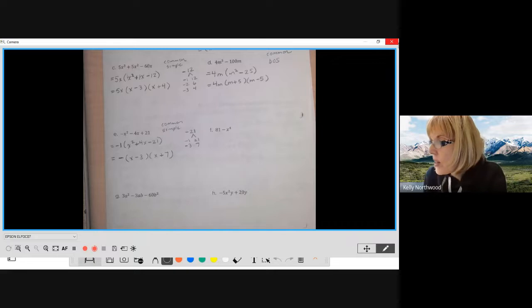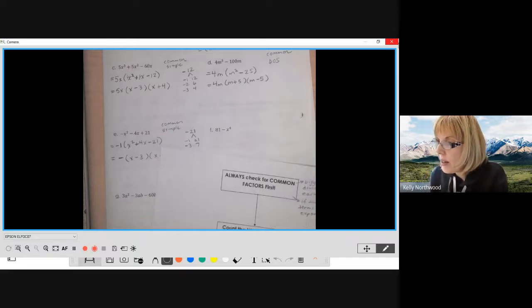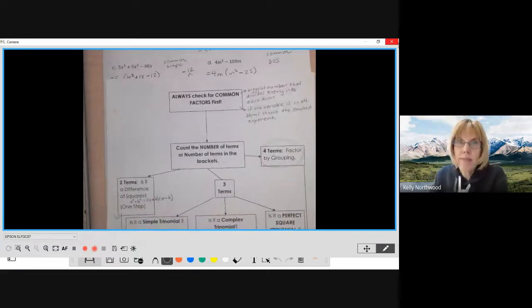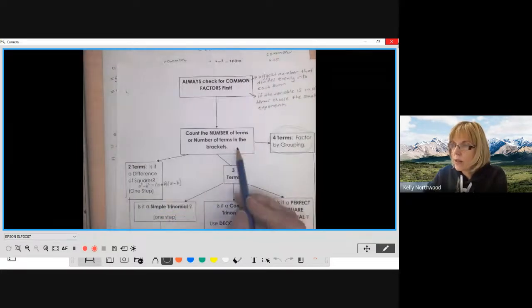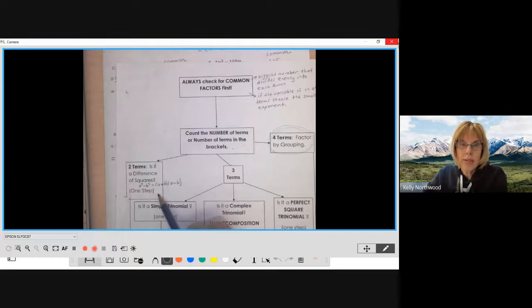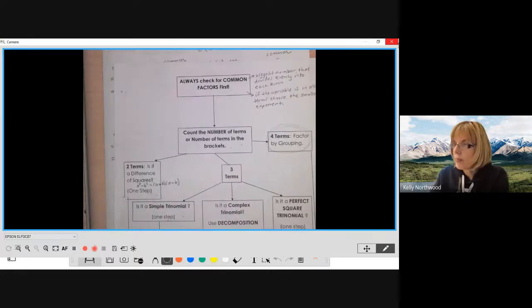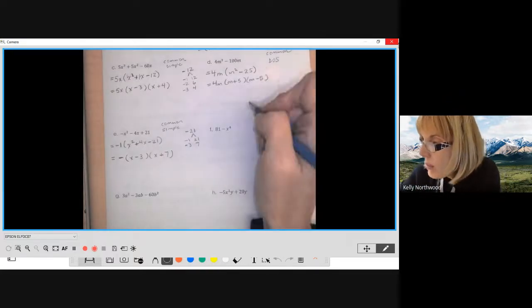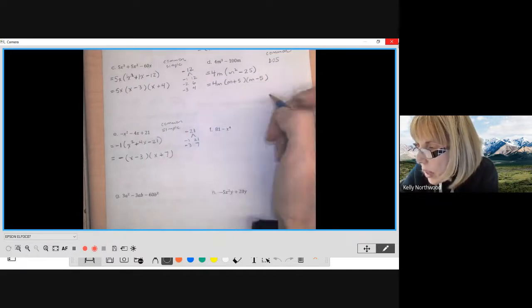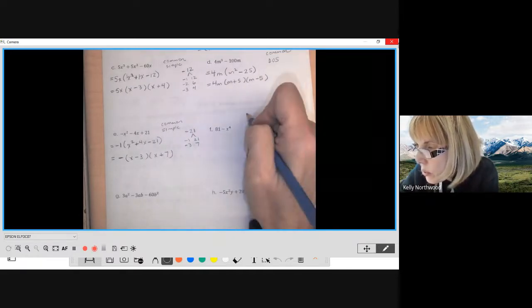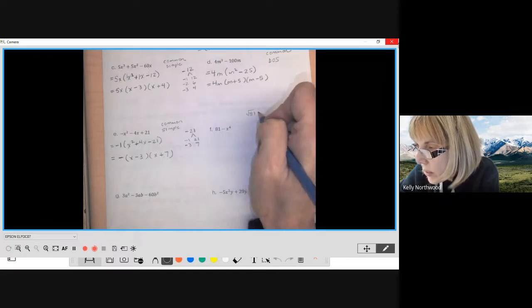81 minus x to the 4th. So is there a common factor? No. Count the terms. There's 2. So either it's a difference of squares or it can't be factored. So if I'm checking if it's a difference of squares, I see it's negative. It's 2 terms subtracting, so that's good news, but I want to see, is 81 a perfect square?